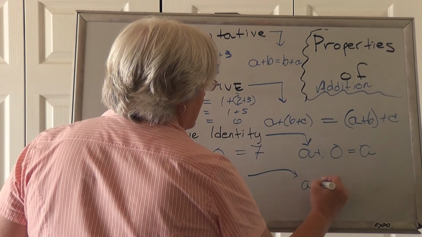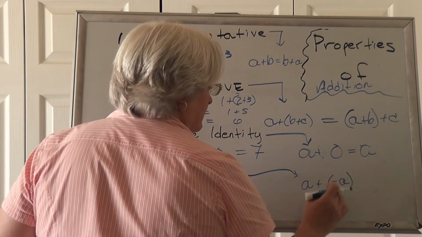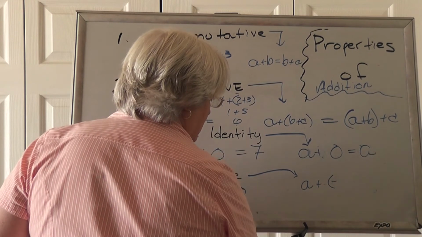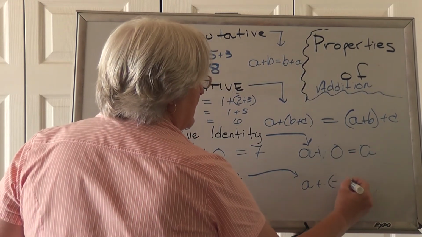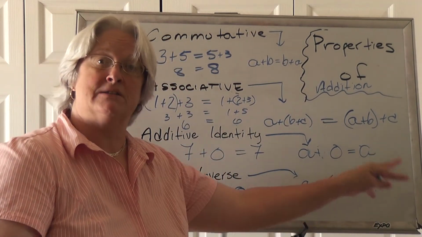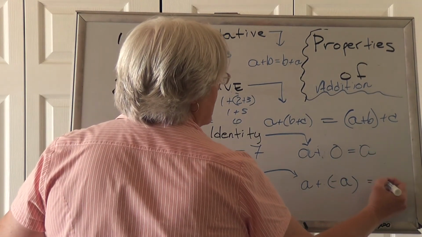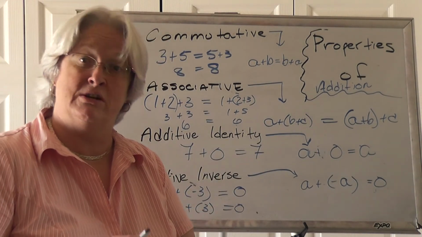So that says if we take a number and we add its opposite, remember we've talked about how the negative sign can be read minus, negative, or the opposite of. So what we have here says if we have A plus the opposite of A, that result is always going to be equal to 0. So that's the conclusion of this lecture.